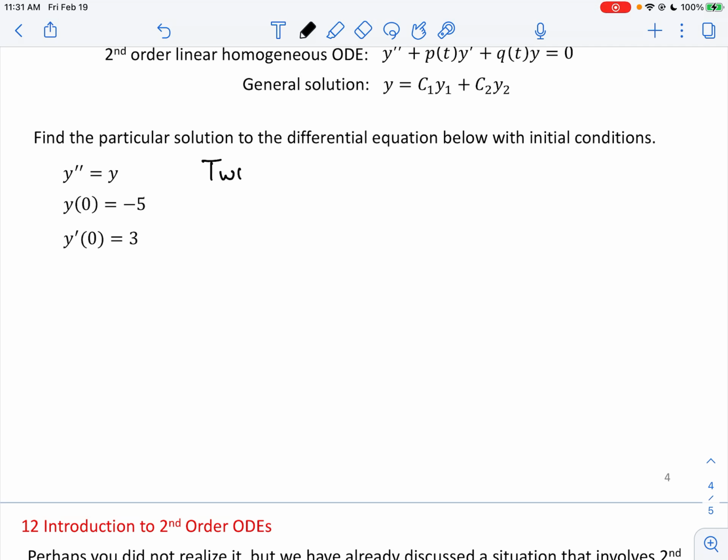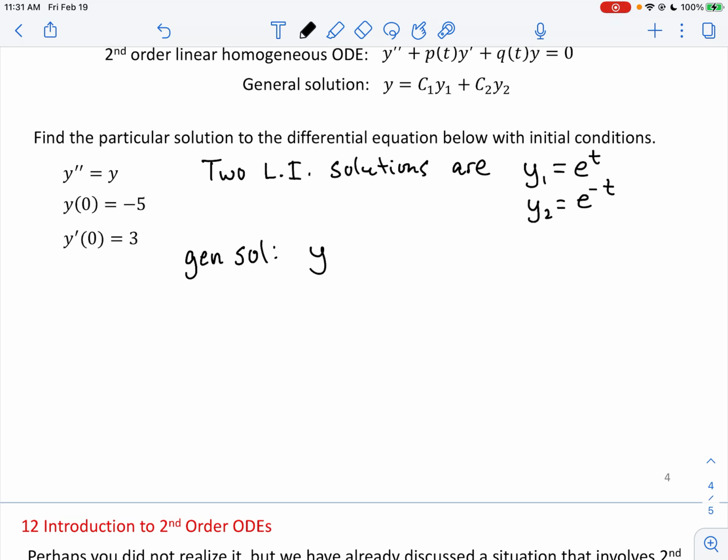So let's write it this way. So 2 linearly independent solutions are y1 is equal to e to the t, and y2 is equal to e to the negative t. So the general solution can be formed from these by saying our solution will be y is equal to some constant c1 times e to the t plus some constant times e to the negative t. We do c1 times y1 plus c2 times y2. Now we want to find the particular solution.